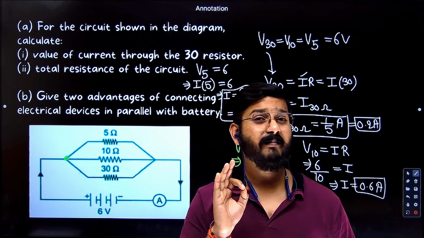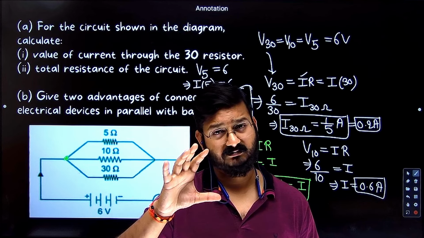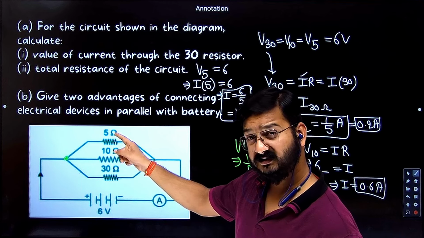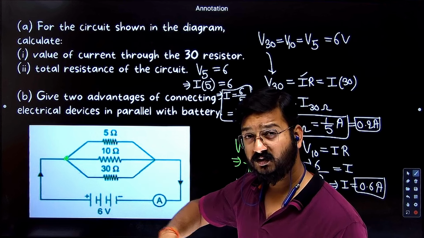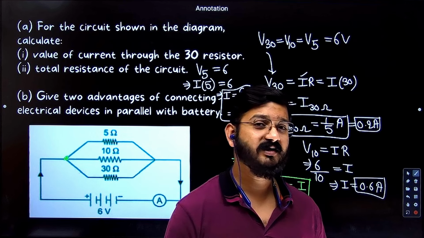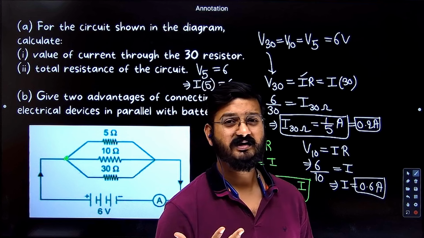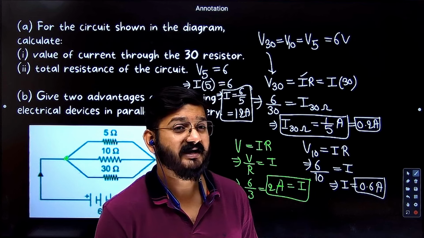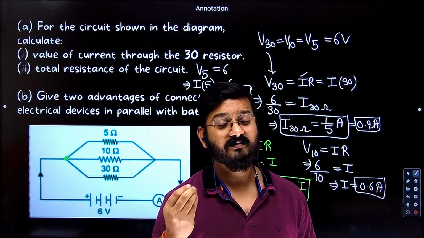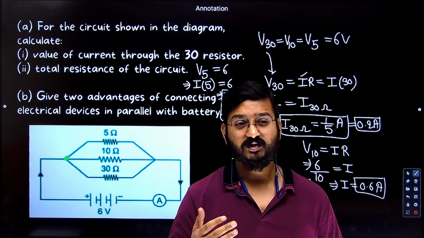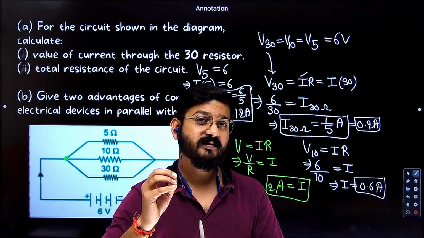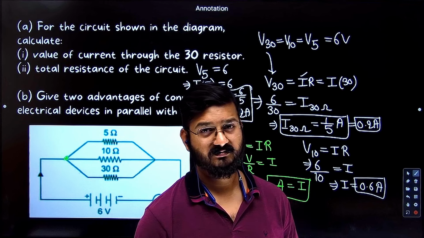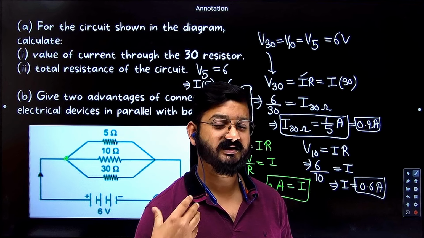Second advantage is in parallel connection, the current distributes. So current distributes in 5, 10, 30. Lesser the resistance, more will be the current. So as we know that in your household circuit, you have TV, you have bulb, you have refrigerator, you have geyser. So geyser, refrigerator, AC, these are the electric appliances which needs high current. TV, bulb, fan, these are the appliances which needs less current. So you need different branches. And in those branches, current should get distributed because every appliance has a different current requirement. So that is the advantage of parallel because current gets distributed.